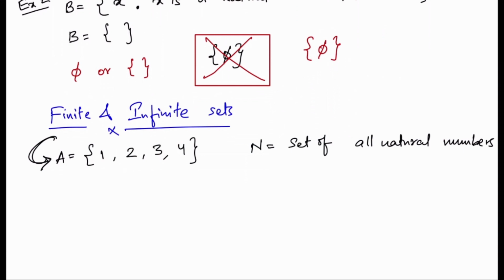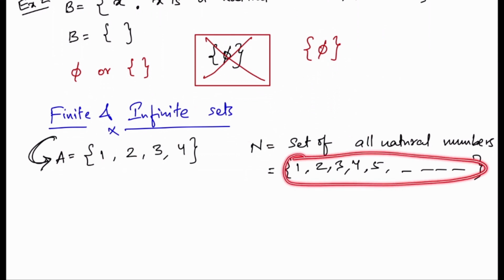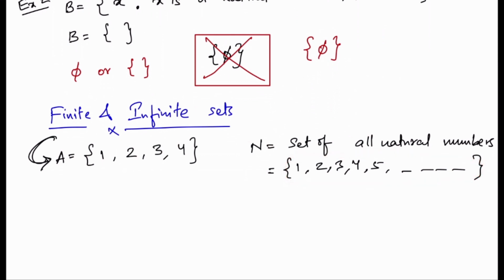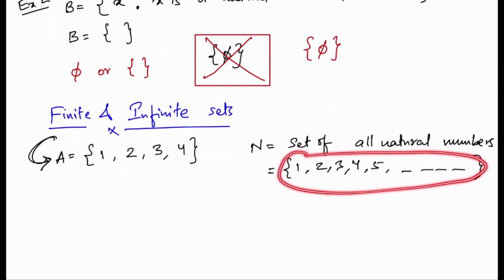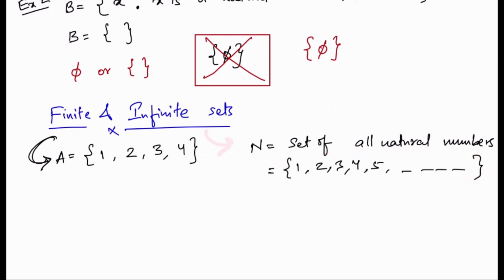This is a set denoted by capital letter N, which is the set of all natural numbers. That means it has elements 1, 2, 3, 4, 5, and it goes on, because there are infinite natural numbers. So this set will consist of all those natural numbers. Basically, this is an example of an infinite set.